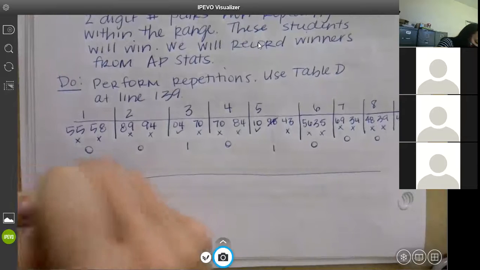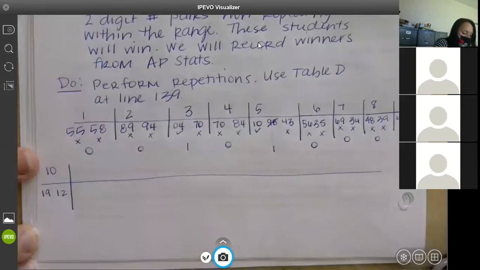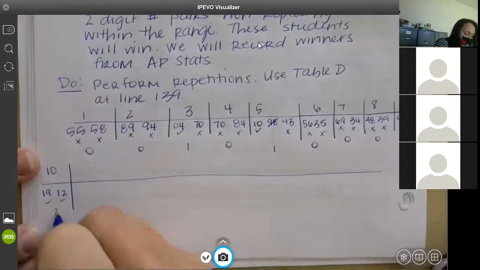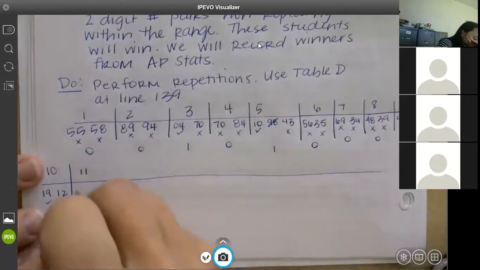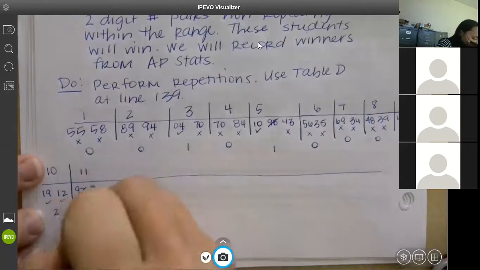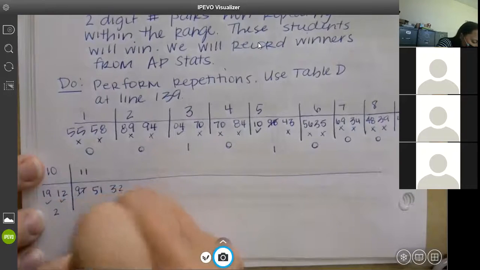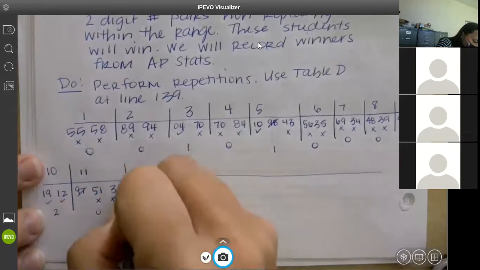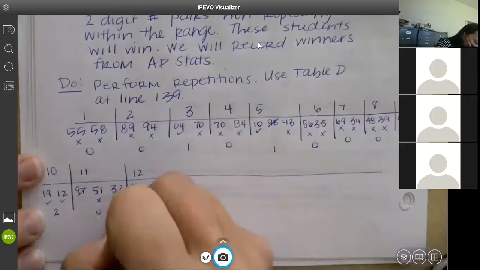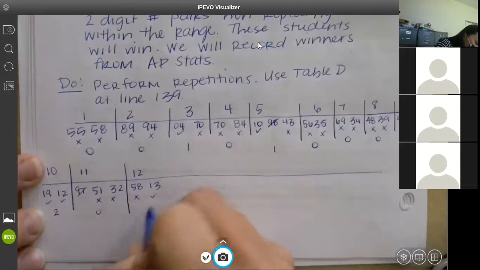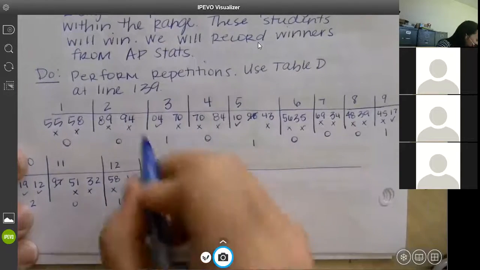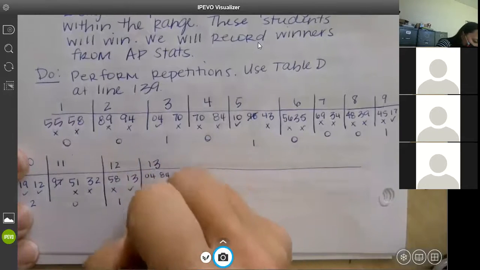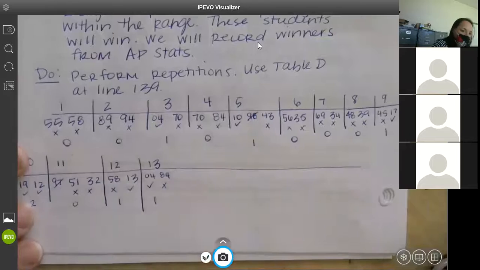What do you know about those two? They're both AP Stats, so that's one of ours. So is it possible that they could win? Yeah, it's possible. 11th is 97, which will not work. 51 and 32: neither of those are stats students. Our 12th one is 58 and 13. One of those is a stats student. 13 has 04 and 84. One is good, one is not.